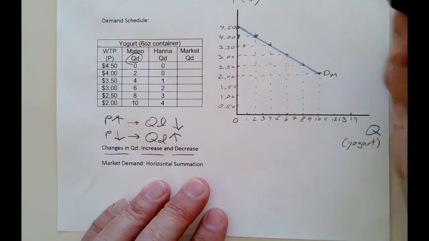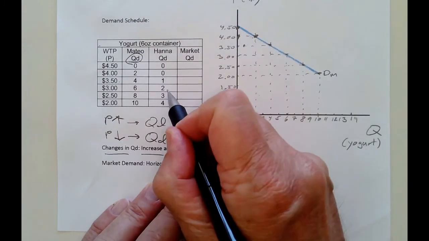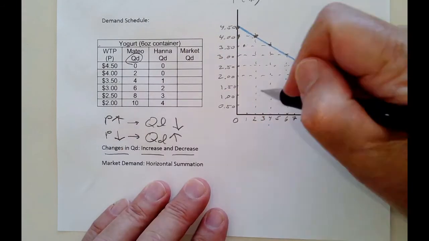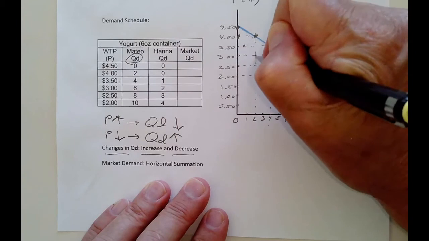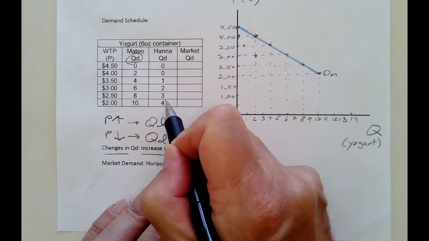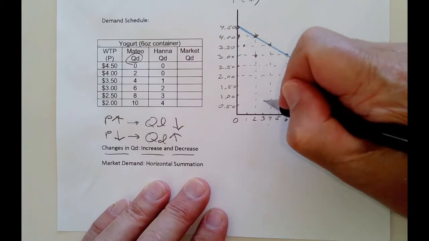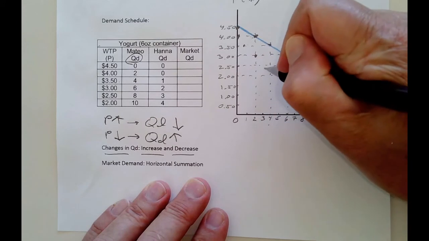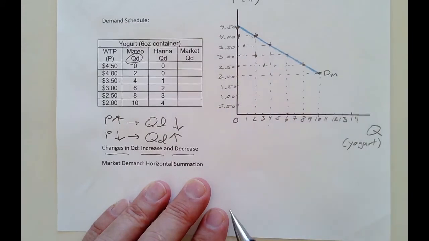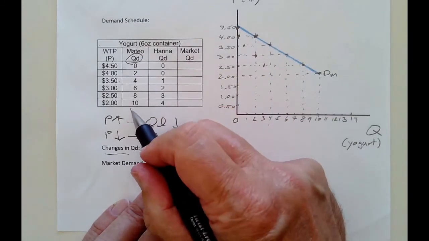And then for Hannah to buy a second container, the price has to fall to $3. And then it'd be right there. And for Hannah to buy a third container, the price has to fall to $2.50. And so 3 and 2.50 is right about there. And for Hannah to buy a fourth container, the price now has to be $2, and that'll be right there.